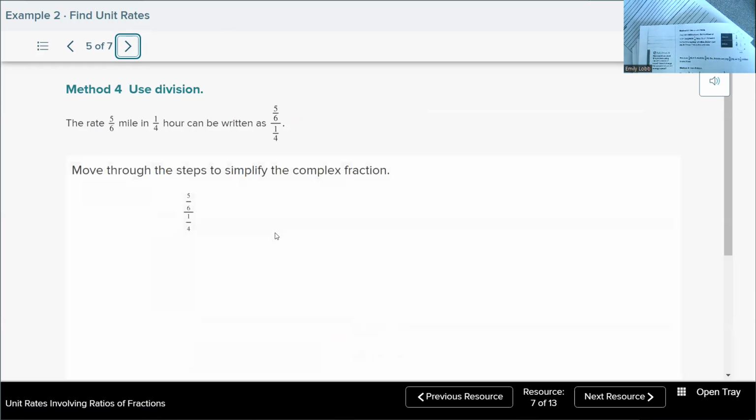And finally, method 4. All right, we call this a complex fraction because we have fractions within our fractions. Anytime our numerator and denominator, either one of those are fractions, we call it a complex fraction. What does the fraction bar mean? What operation is our fraction bar? Division, excellent. So this is really going to be read as 5/6 divided by 1/4.